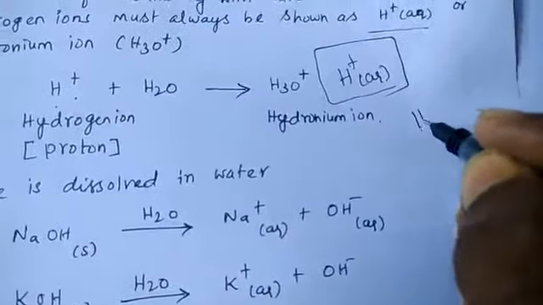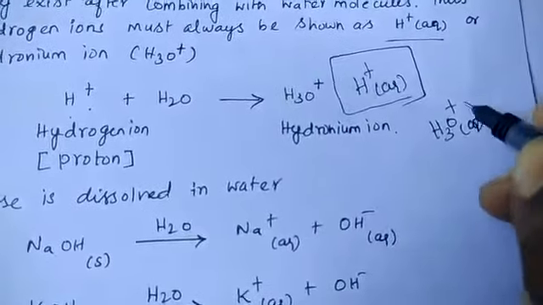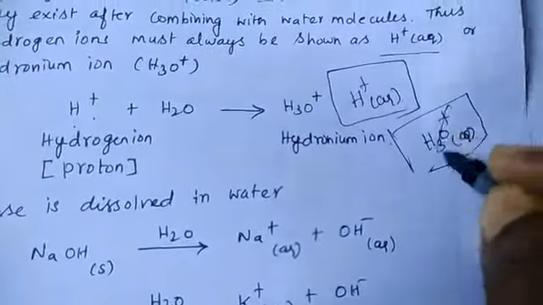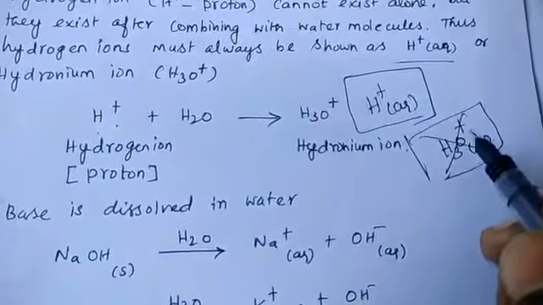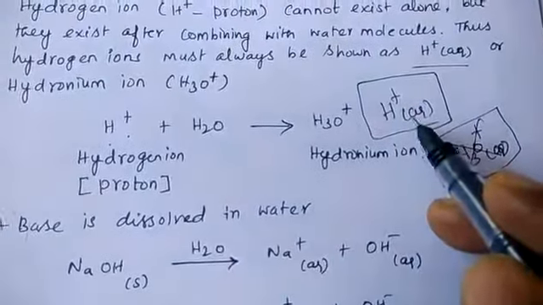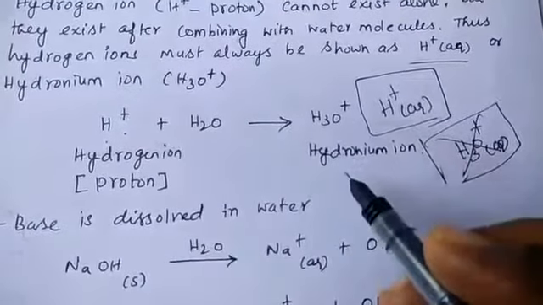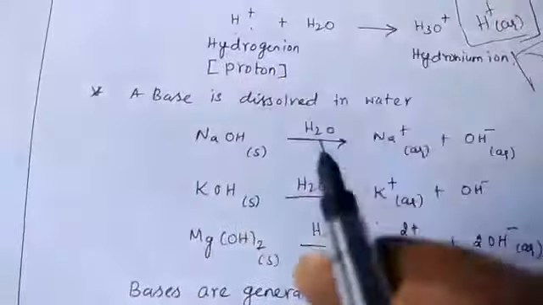Don't represent it as H3O plus aqueous. This is not the correct way, because water is already present, so don't write it like that. Only represent it as H plus aqueous or H3O plus ion. This is a hydronium ion or H plus ion.